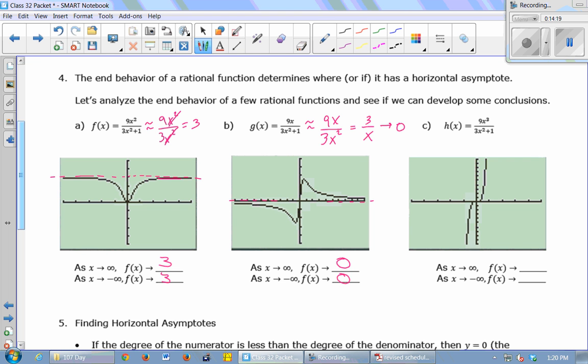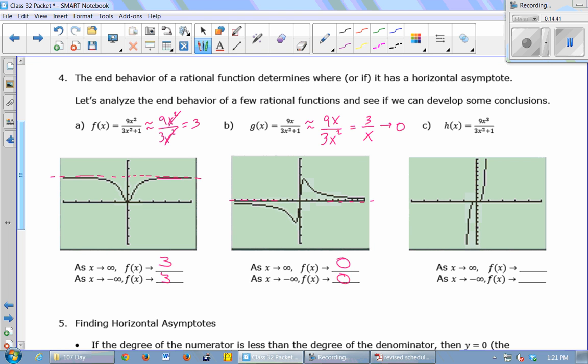So in this case, the reason that this went to 0 is because the degree in the denominator was bigger than the numerator. So when I canceled, I still had an x in the denominator that was getting big. So far we have 2 cases. Degree is the same, denominator degree bigger than the numerator degree.